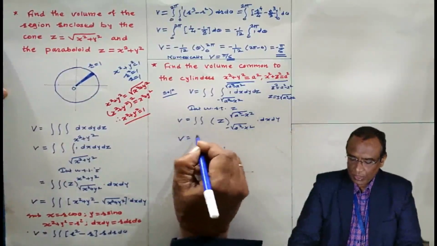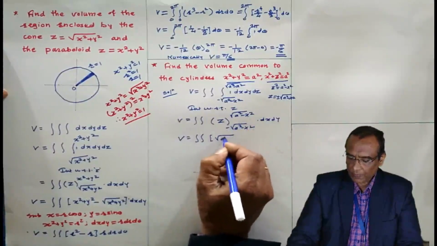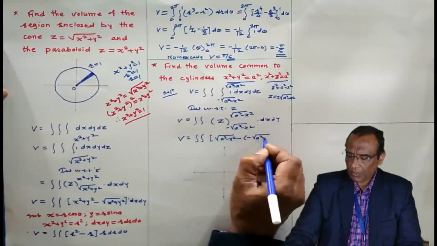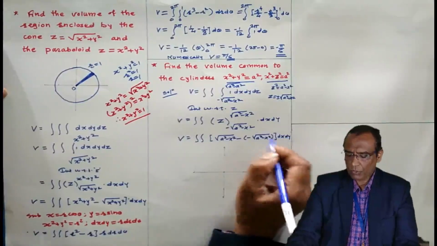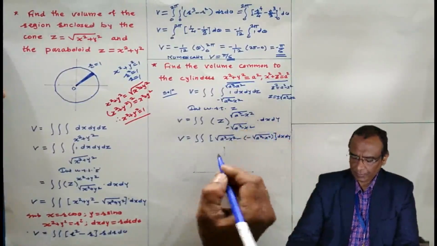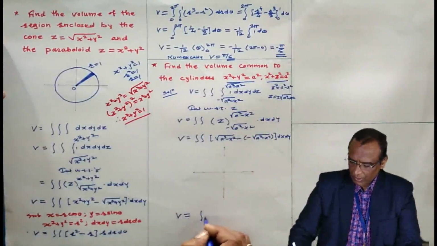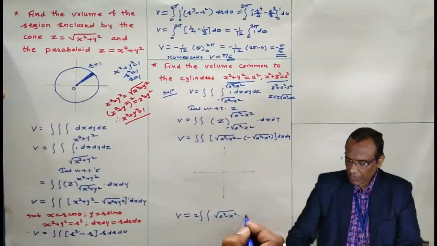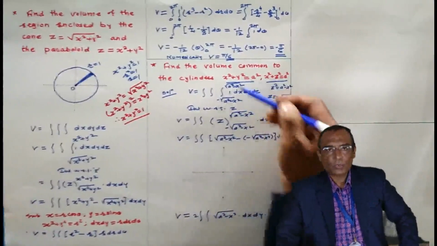Now V is equal to double integral, put upper limit minus lower limit, or you can use the property of definite integral also. Since this function is an even function, therefore you can write 2 times 0 to this. V equals double integral, 2 times under root of a square minus x square. We have integrated with respect to z. Now this is reduced to a double integral.